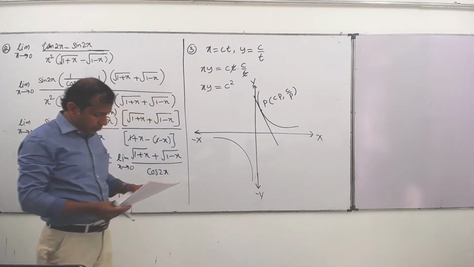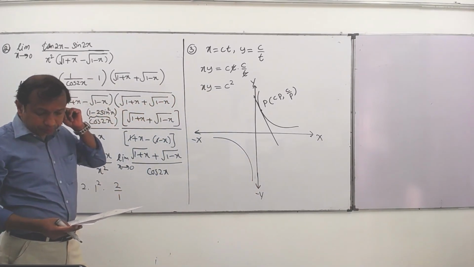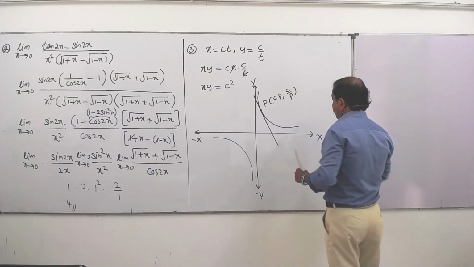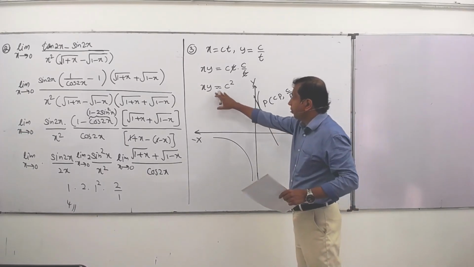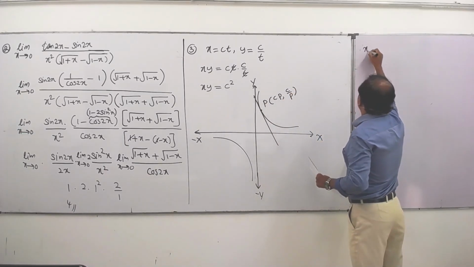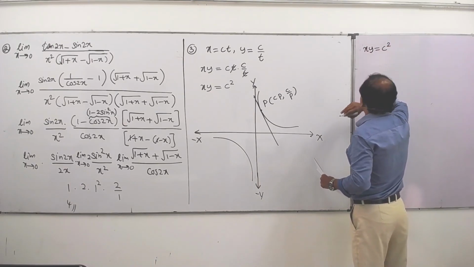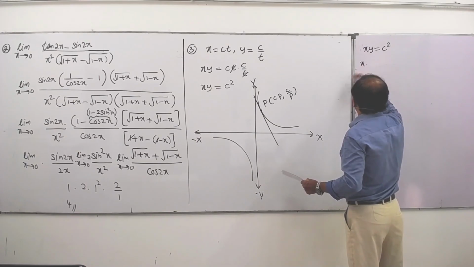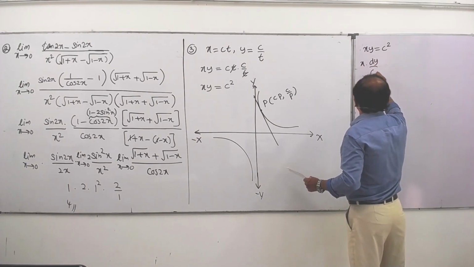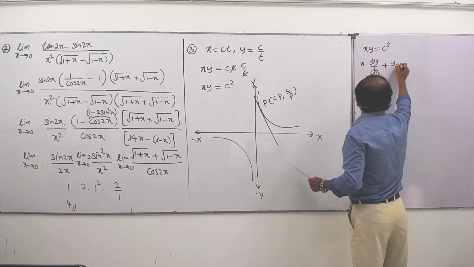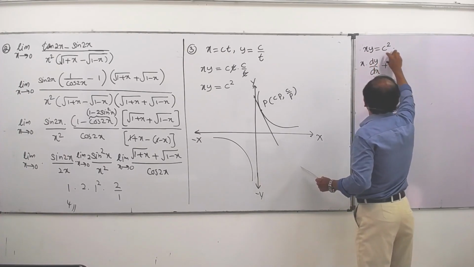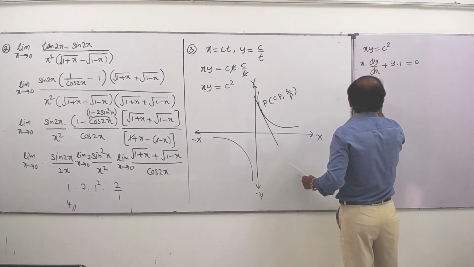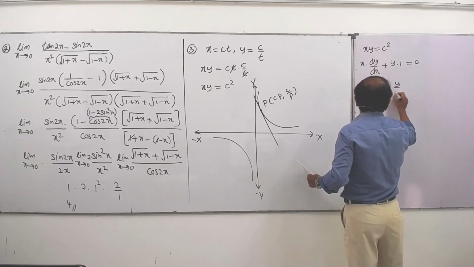The equation of the tangent we can write. First we'll find the gradient of this. Gradient means dy by dx. That means we have to differentiate xy equals c squared. c is a constant there, remember. The xy product we differentiate using the u into v form. x we keep, differentiate y, dy by dx. y we keep, differentiate x, 1. c squared is constant, 0. Then we get dy by dx equals minus y upon x.